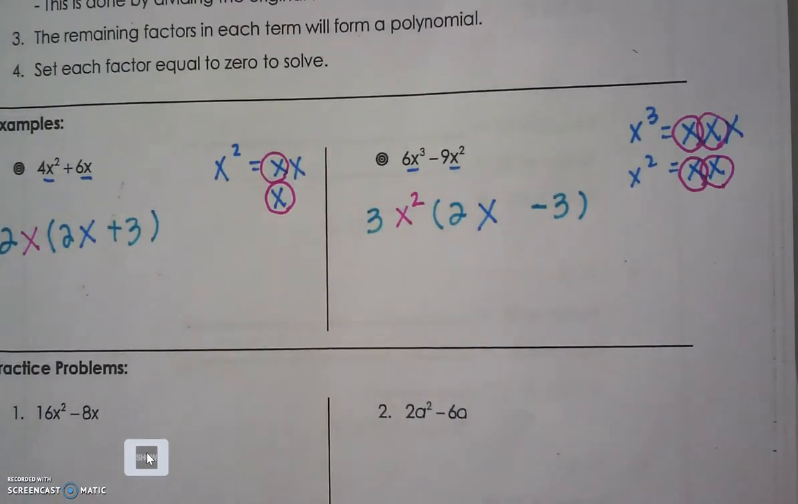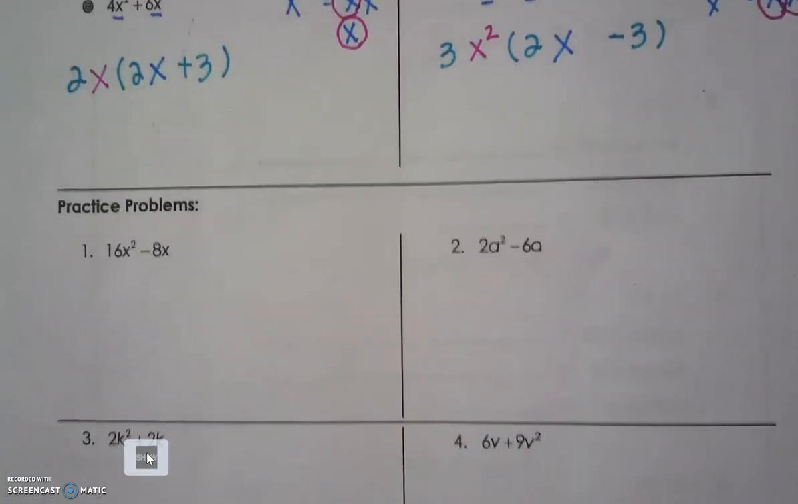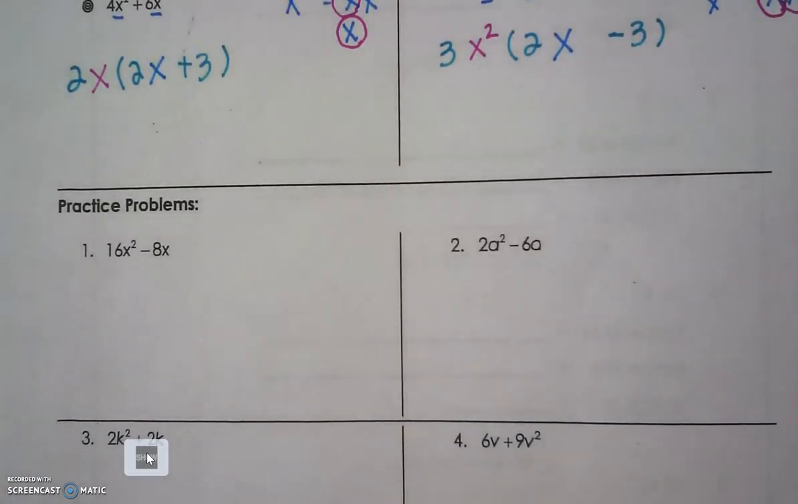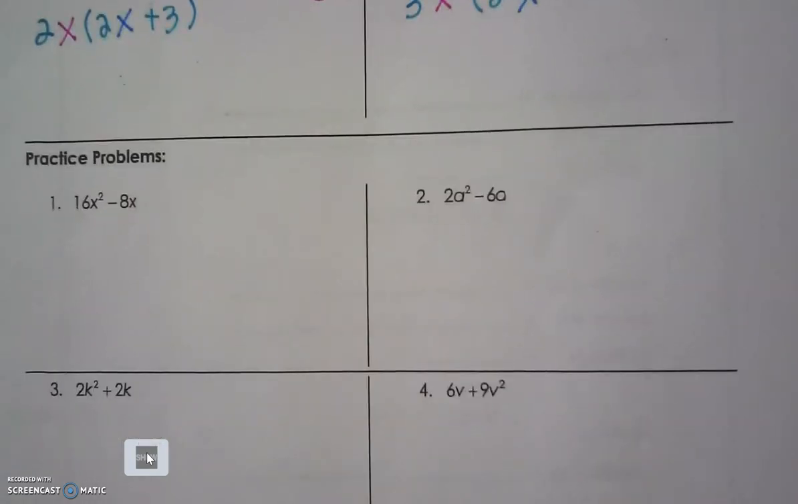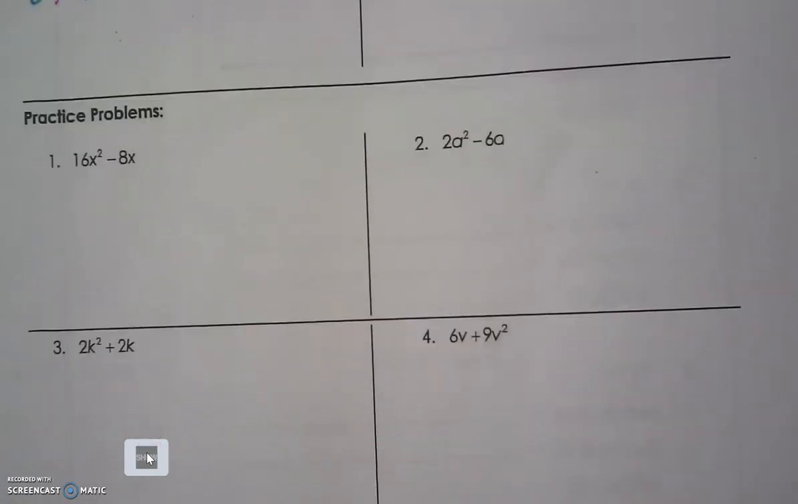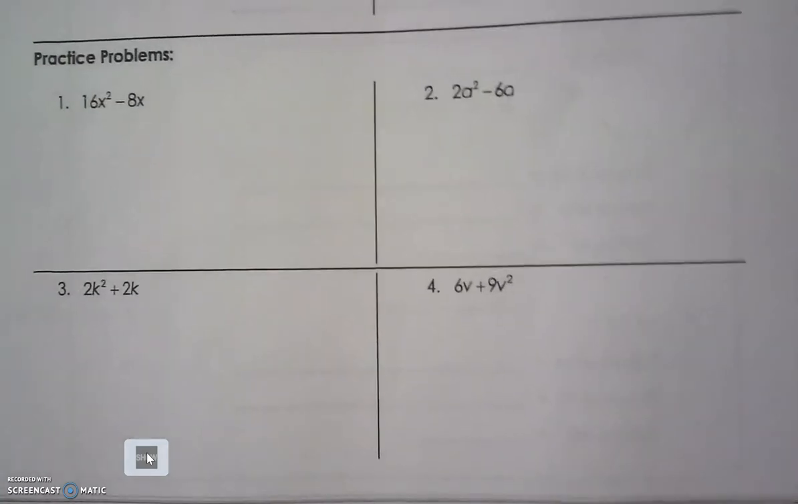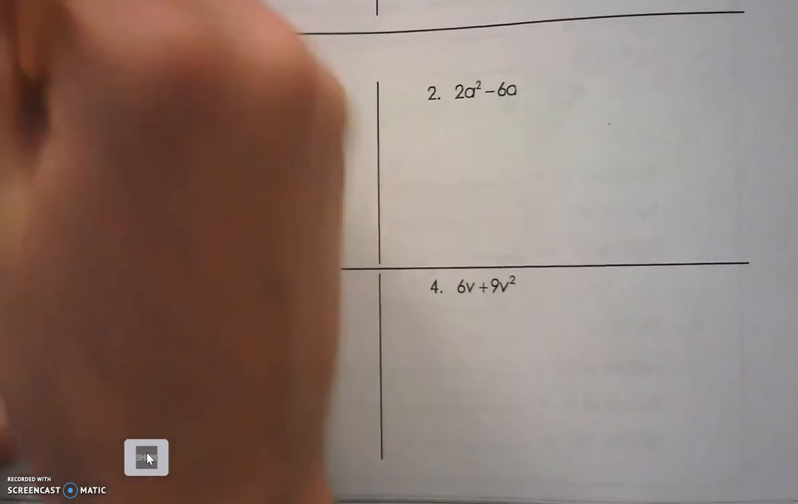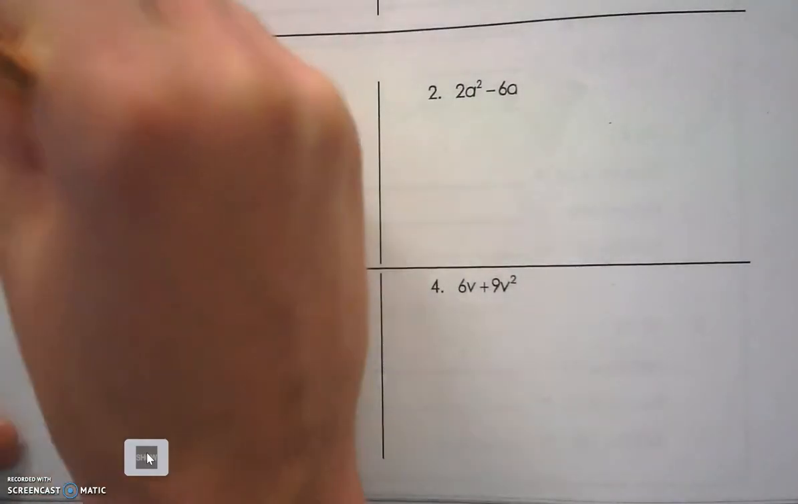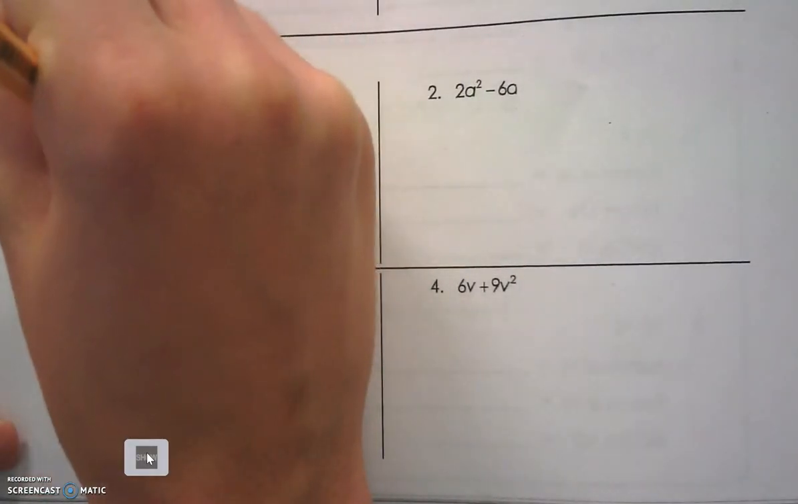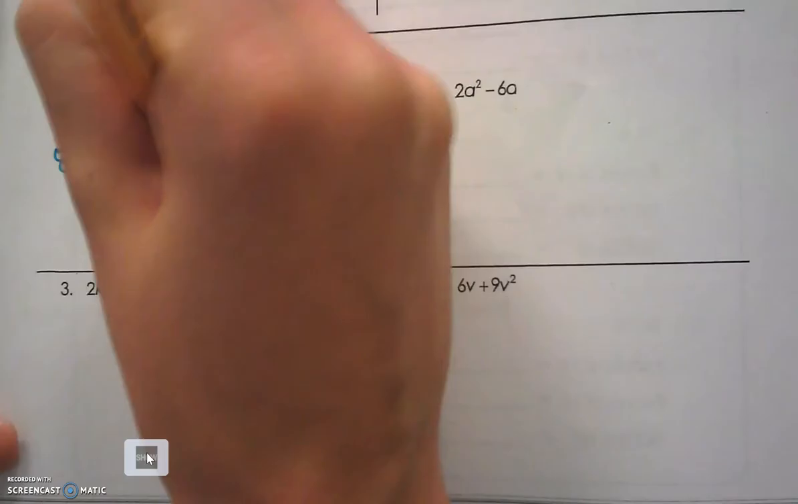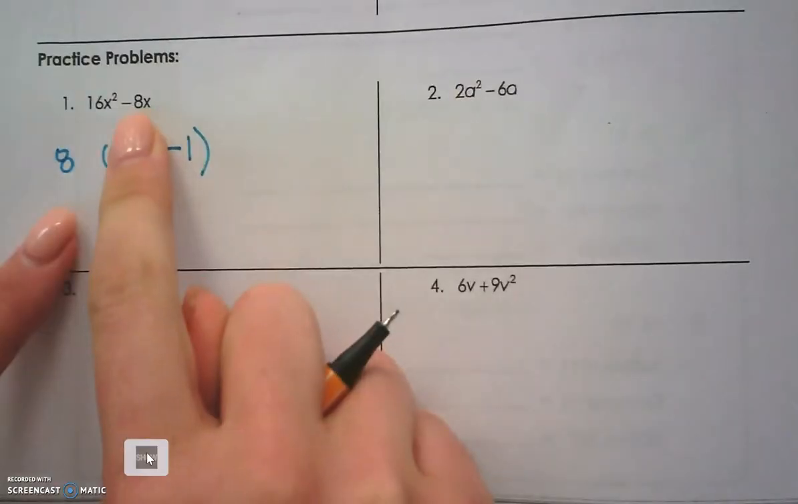So let's continue this idea with these next practice problems. I'll do one more, and then I'd like for you to pause the video and try the others. So between 16 and 8, we're looking for the greatest common factor, the absolute biggest number that can go into both, and that is 8. 8 times 2 gives me 16, and 8 times a negative 1 will get me that negative 8.